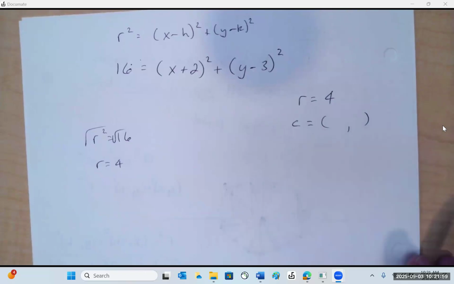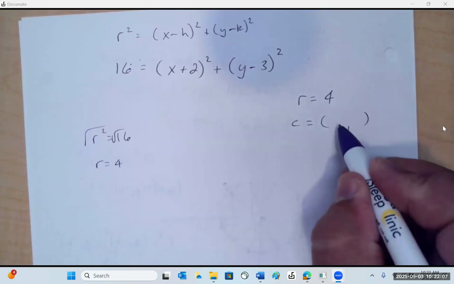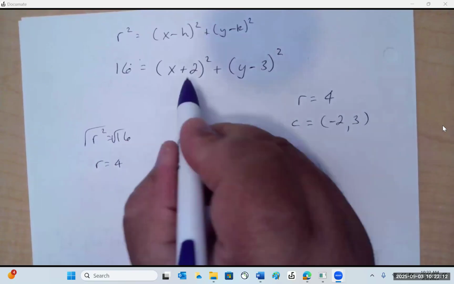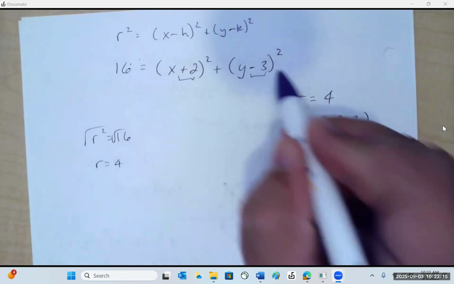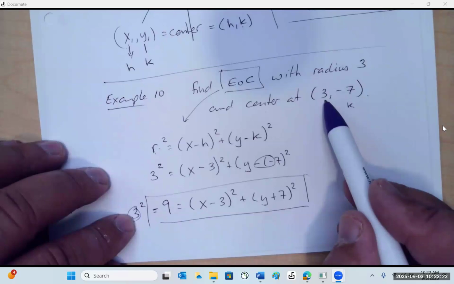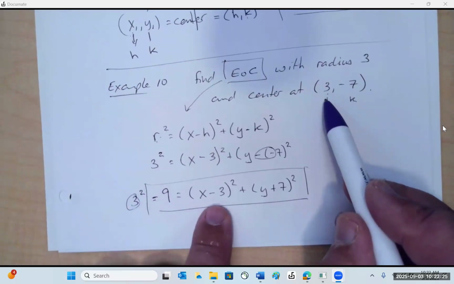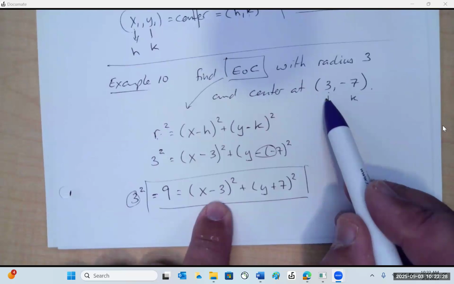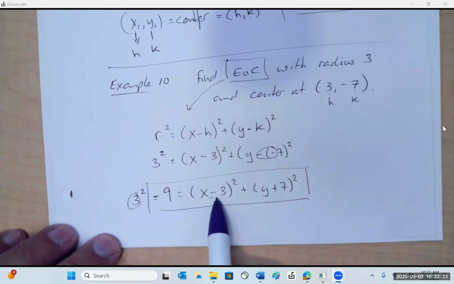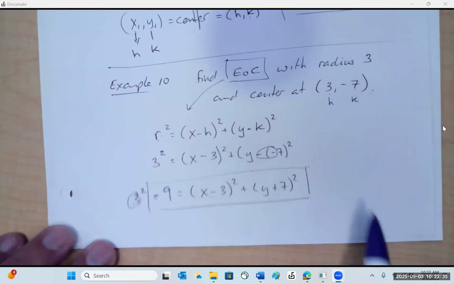So what's my center? Just the opposite. It's always opposite of what's inside the parentheses. Think about it. Remember, H was 3. When we plugged it in the formula, it became -3. It was -7, it became +7. So whatever you have inside the parentheses, when you take them out, it's always the opposite sign.